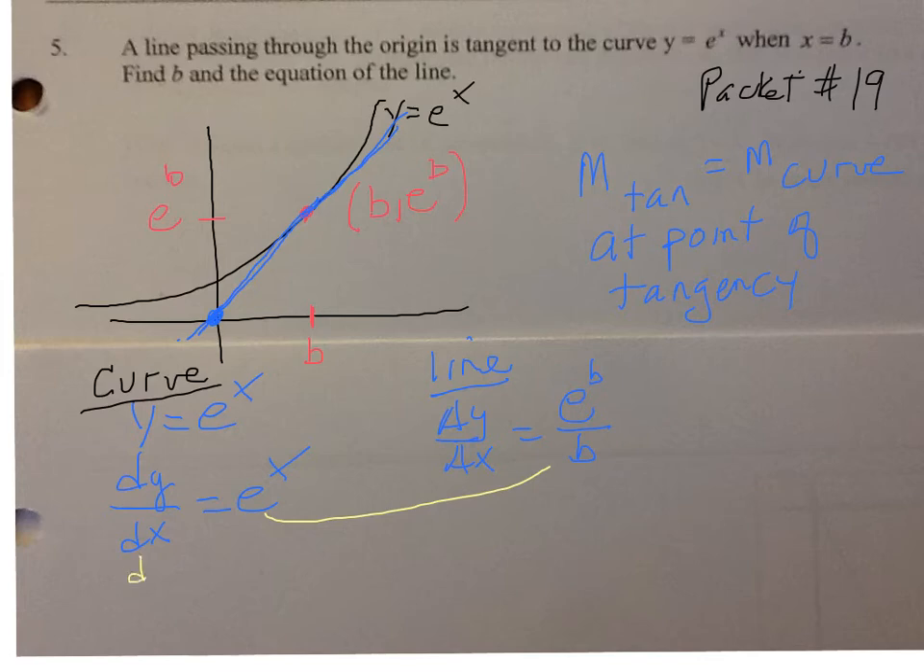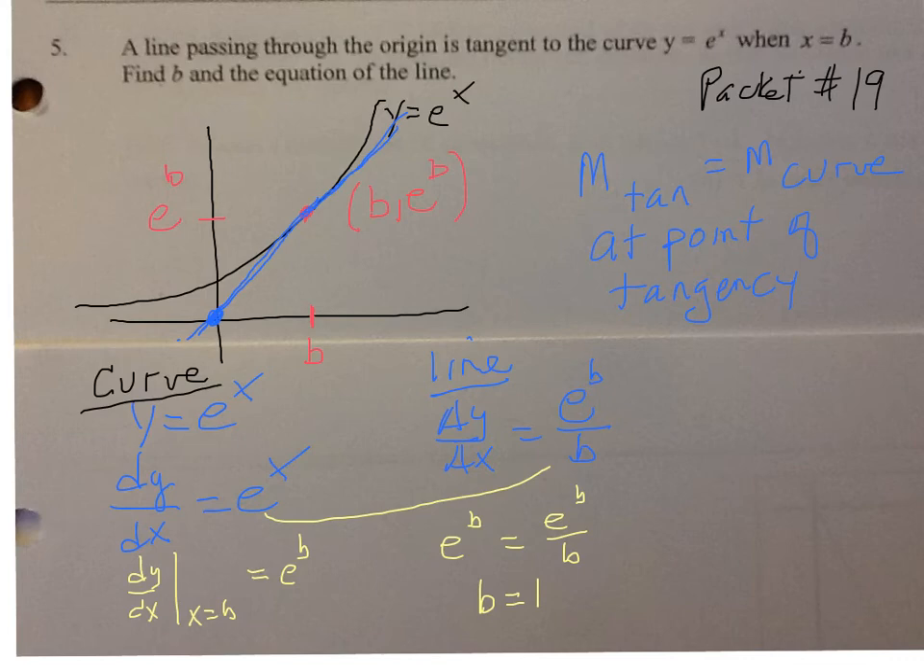So the derivative at x equals b on the curve is e to the b. So putting those two together, e to the b has to equal e to the b over b, which by inspection, just looking at the problem, or you could do more calculation, b has to be 1. So we've taken care of the first part of the problem. We found what b is, the value of b.